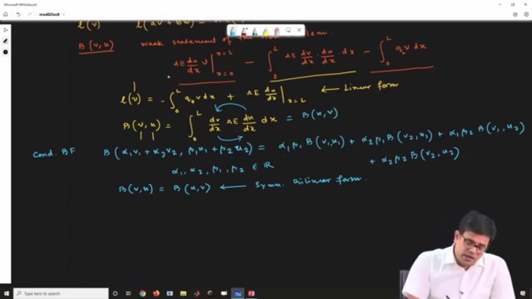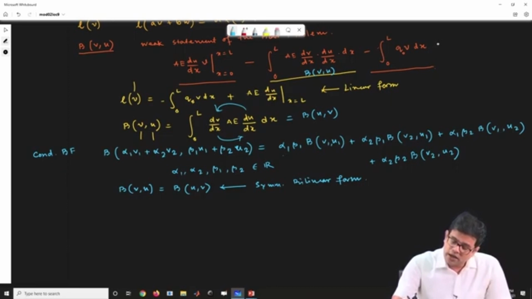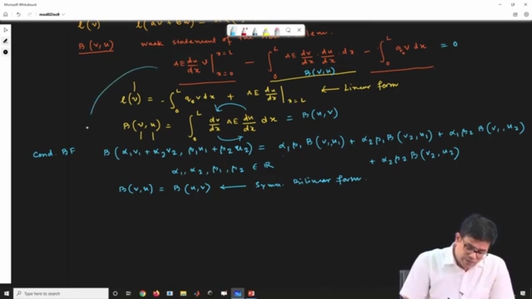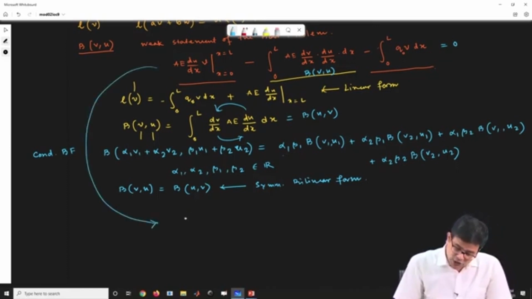So now let me write out the weak statement in terms of the bilinear and linear forms. This quantity is nothing but B of v comma u, and this other quantity is L of v. So I can write it in short: B of v comma u equals L of v. This is my weak statement, or the variational statement.